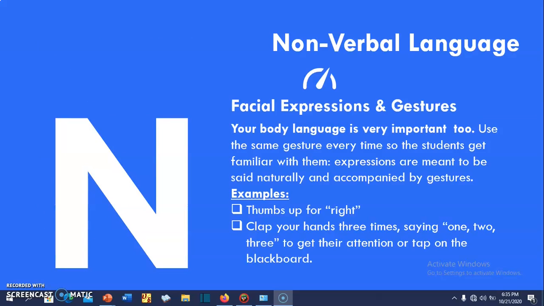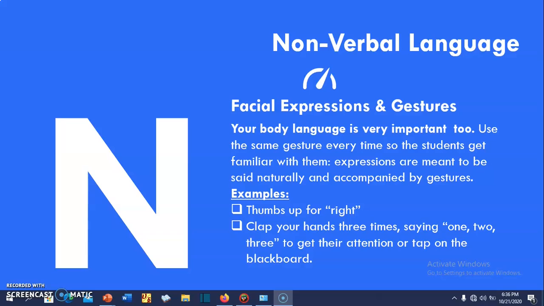Third, nonverbal language. Facial expressions and gestures make everything. Your body language is very important in communicating the language of disciplining. So use the same gestures every time so your students get familiar with them. That means expressions are meant to be said naturally and accompanied by gestures. That's why we are emphasizing facial expressions and gestures.